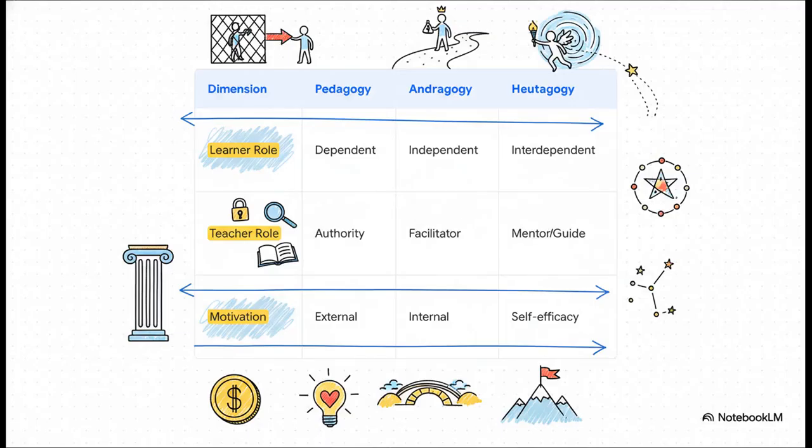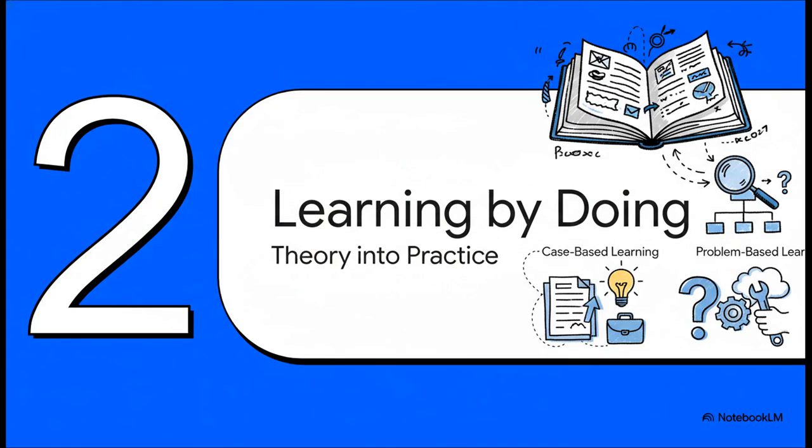Okay, this table is awesome because it really breaks down that transformation. Just look at the learner role. You see how you go from being this dependent student to an independent learner, and then finally to an independent trailblazer? And check out the teacher's role too. It goes from this authority figure to more of a facilitator, and then eventually they become just a trusted guide on your personal learning journey. Pretty cool, right?